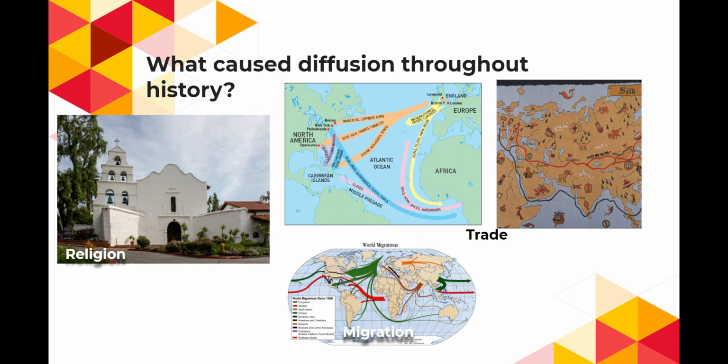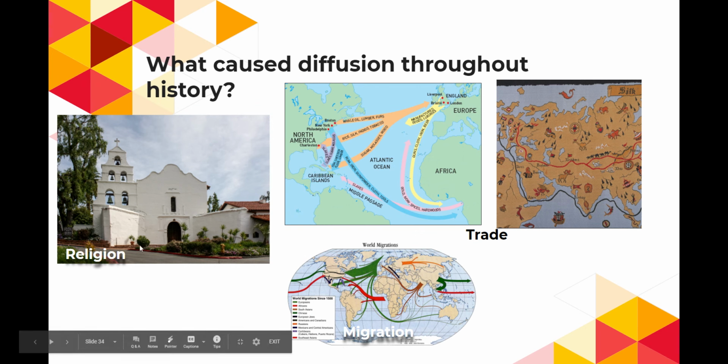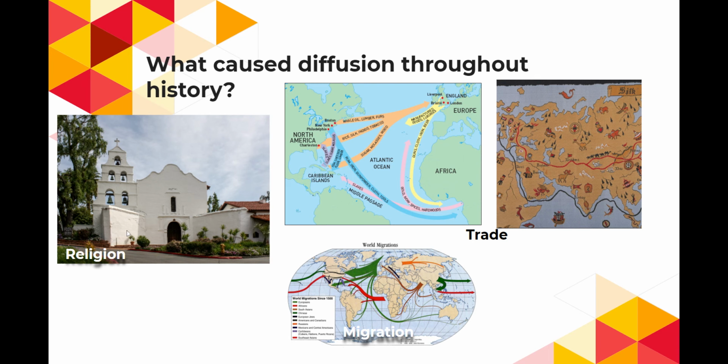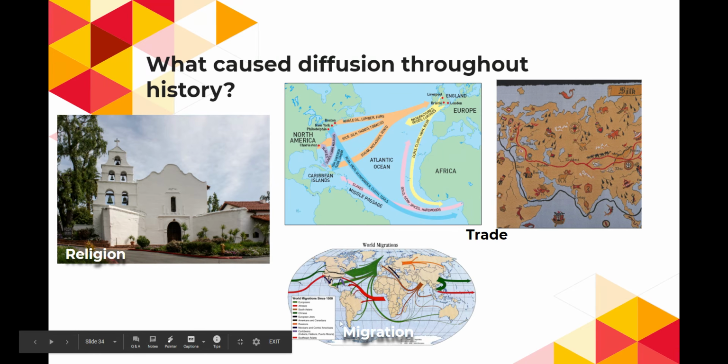But there have been other causes as well, whether that is religion. Here is the Mission San Diego. This is an example of how Christianity diffused from Europe to the New World throughout history. Another example could be trade, whether we're trading innocuous items like spices on the Silk Road, or we're doing what we know now shouldn't be done at all, and we're trading people through the slave trade and triangular trade across the Atlantic Ocean.